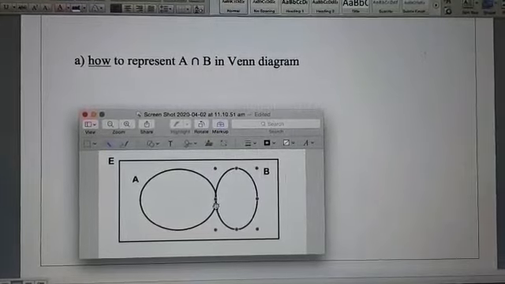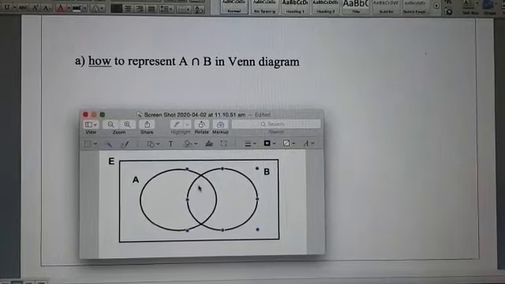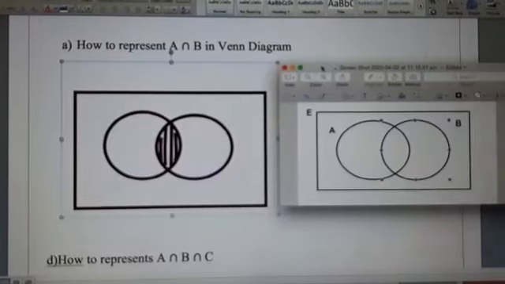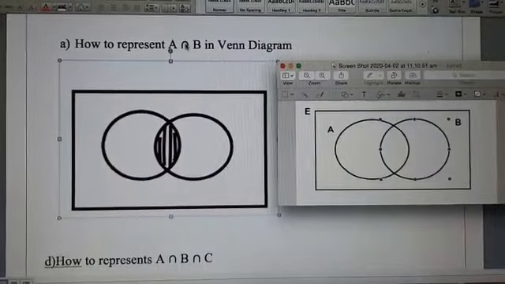However, if there is some overlapping part, like this one, then for A intersection B, this part will be shaded. The result for A intersection B will be this part. The shaded part is the part which is common to both the circles of A and B. So this was our diagram, and this part was the overlapping part, and intersection means you have to shade the overlapping part.